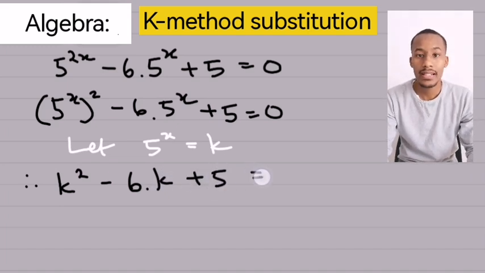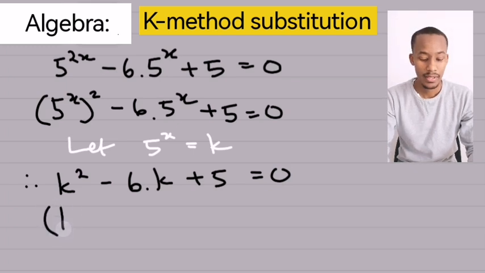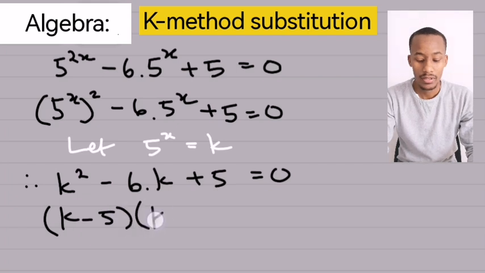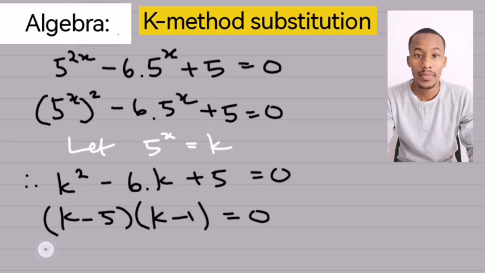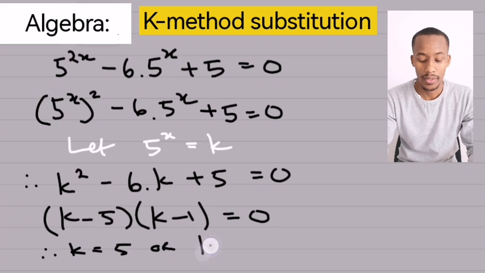Now that's your standard trinomial, so you can just go ahead and factorize here. k minus 5, k minus 1. And now you set each bracket equal to 0 and you solve for k. So therefore k is equal to 5 and k is equal to 1.